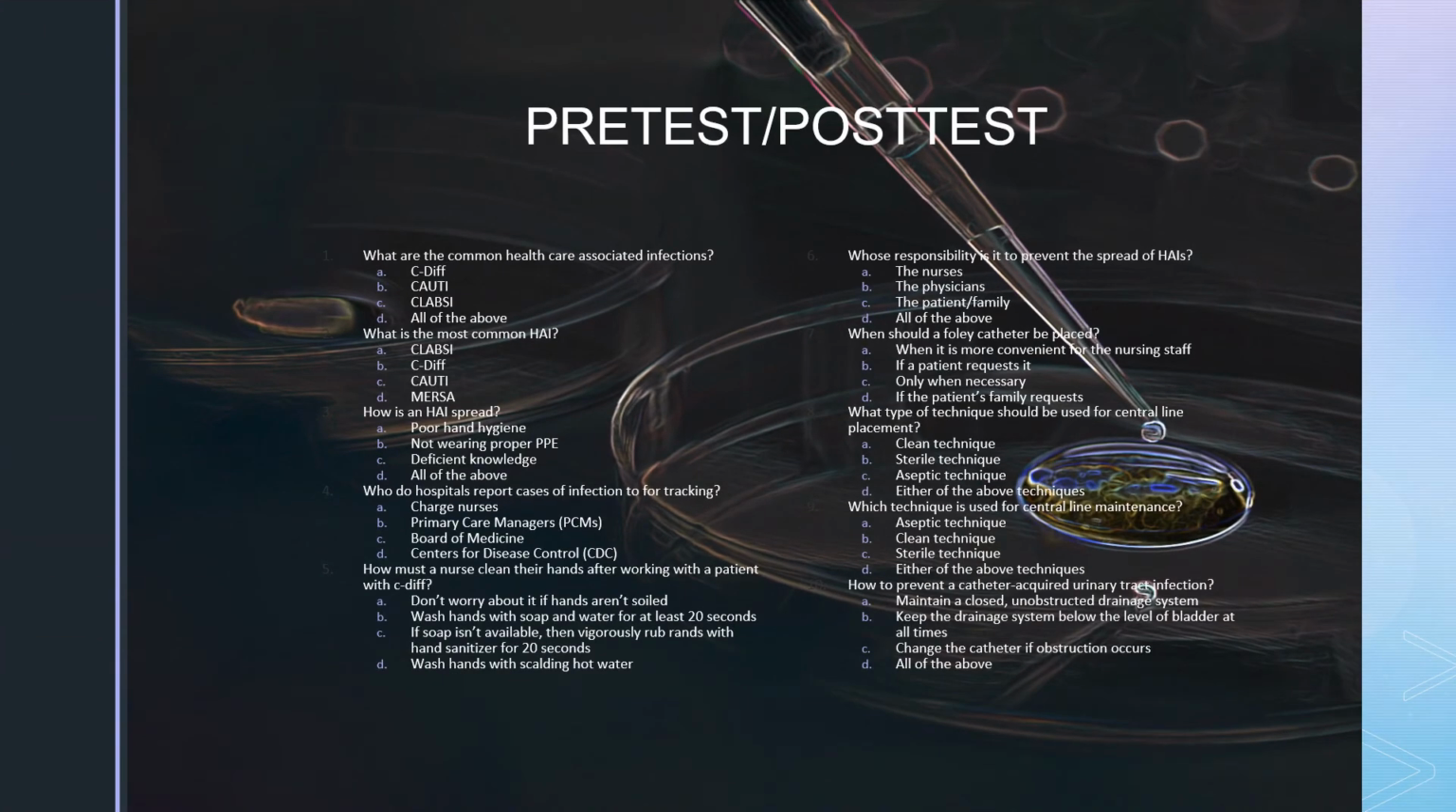Pre-test, post-test. 1. What are the common healthcare-associated infections? C. diff, CAUTI, CLABSI, all of the above. All of the above. What is the most common HAI? CLABSI, C. diff, CAUTI, or MRSA? That would be C. diff.